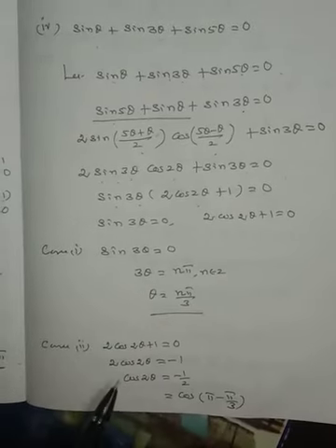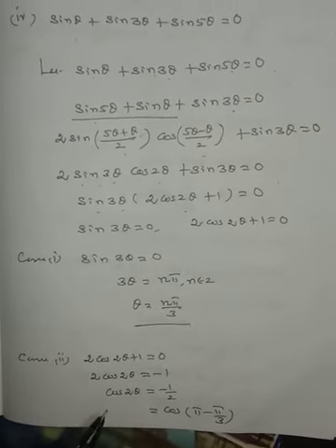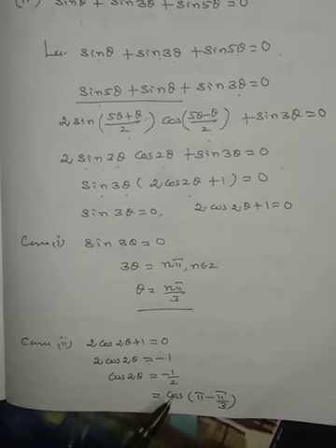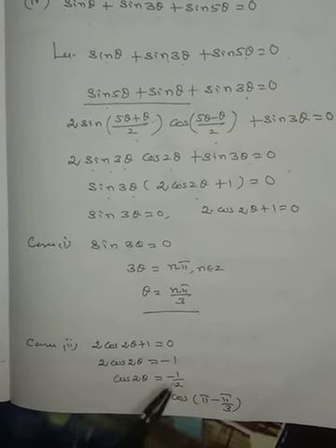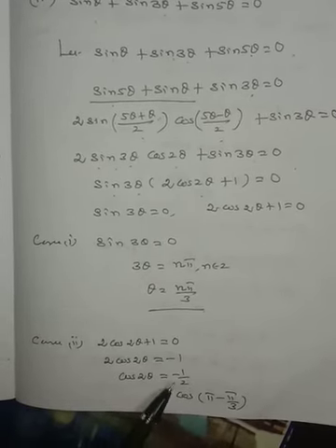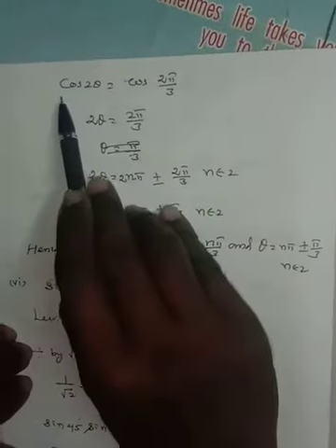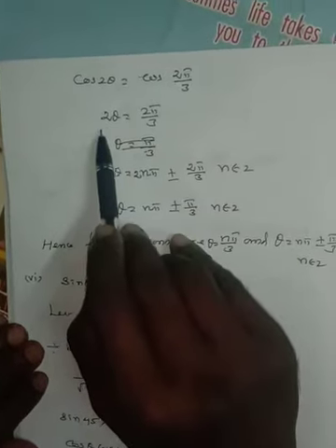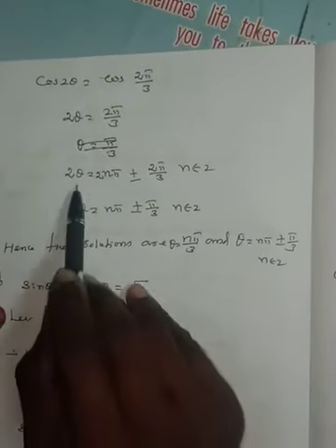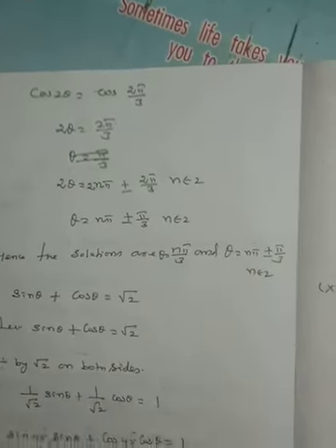Case number 2: 2 cos 2 theta plus 1 is equal to 0, so 2 cos 2 theta is equal to minus 1. Next, cos 2 theta is equal to minus 1 by 2. Cos theta in terms of minus 1 by 2. So 1 by 2 is pi by 3, and minus 1 by 2 means cos of pi minus pi by 3. Taking cos inverse on both sides, we get 2 theta is equal to 2 pi by 3. For the general form, 2 theta is equal to 2n pi plus or minus 2 pi by 3, where n is an integer. This is the general solution.